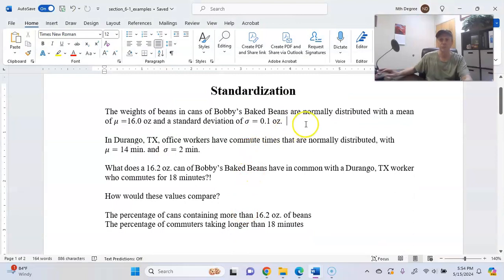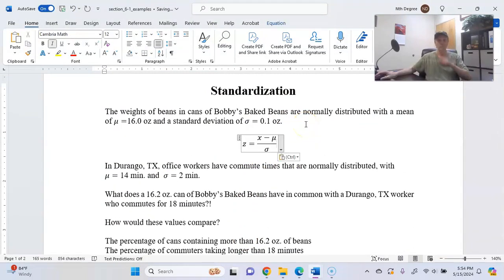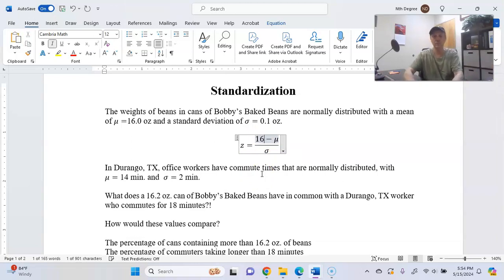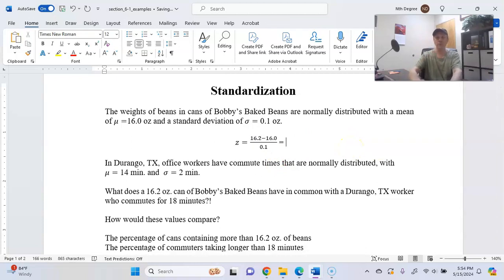Okay, so let's copy and paste that and take it over to this example. The Bobby's beans we'll do first. So in that example, we were interested in a can of beans that had a weight of 16.2 when the mean was 16.0 and the standard deviation was 0.1. That's going to end up being 0.2 over 0.1, which is 2.